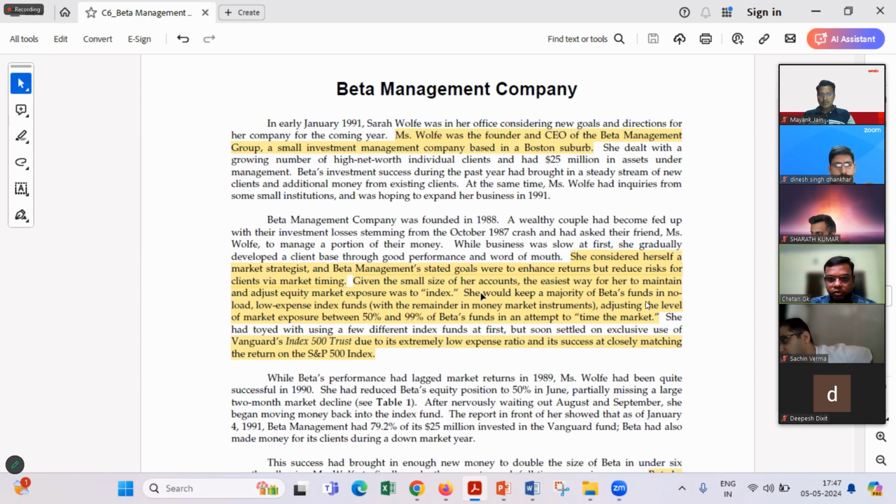So she would keep the majority of Beta's funds in no load, no expense index funds, adjusting the level of market exposure between 50% and 99%. So Beta's fund is an attempt to time the market. That is what Beta manufacturing management company would like to do. Anybody would like to ask me something?